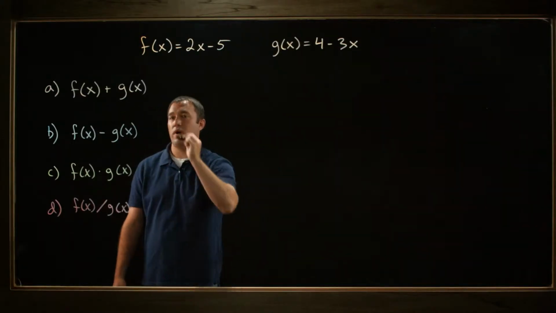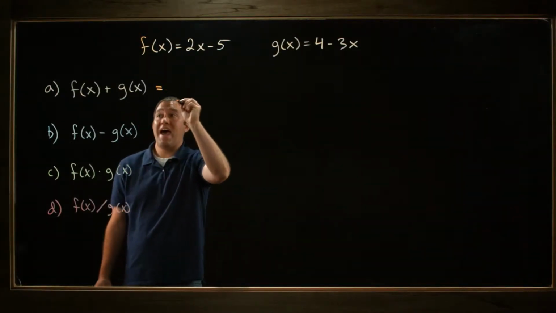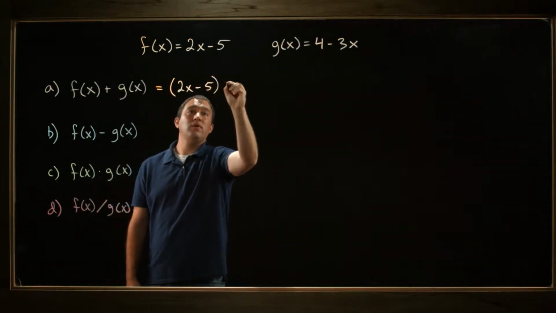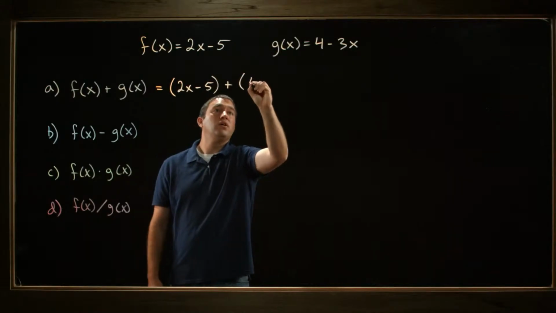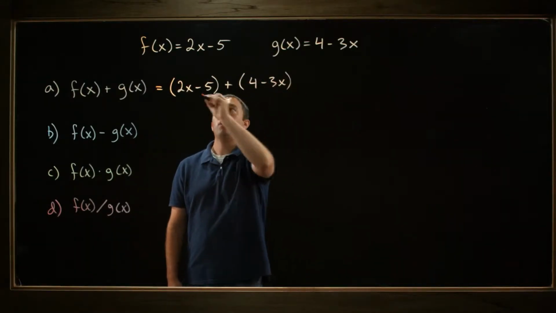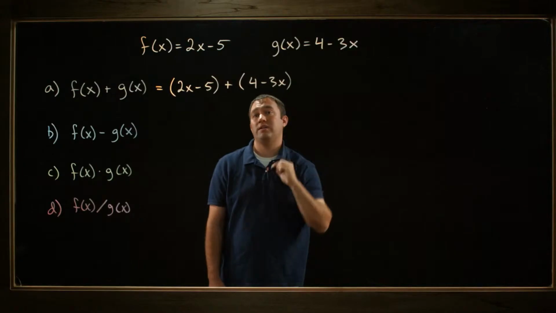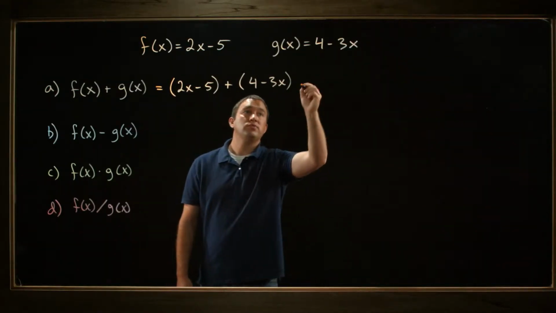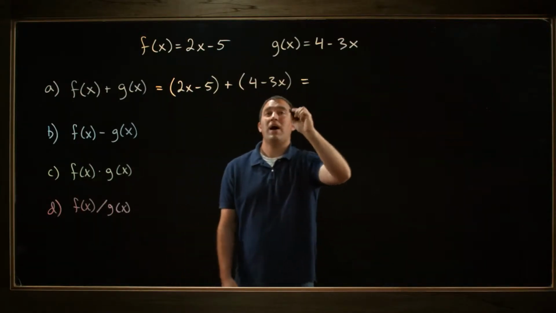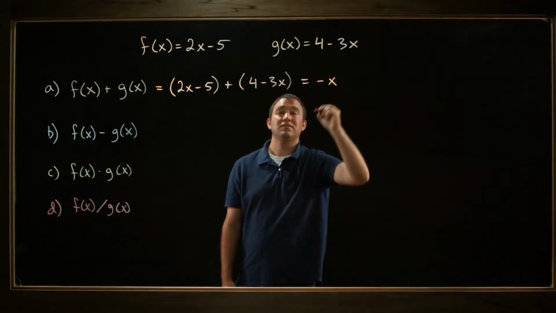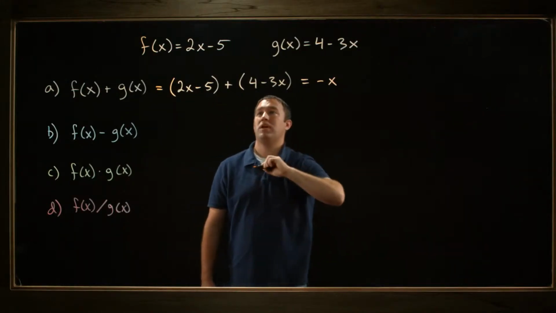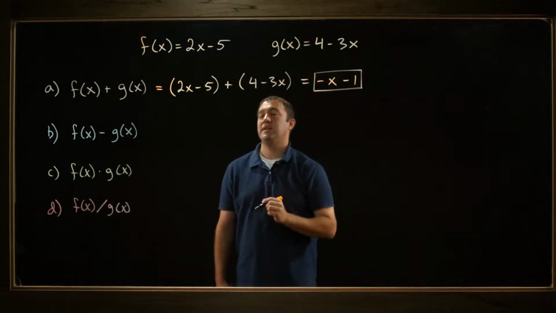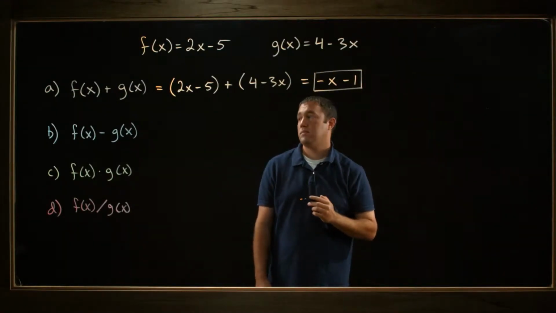When I add together two functions, it's really just adding together exactly what I have. So I have 2x minus 5 plus 4 minus 3x. I rewrite f of x, I put a plus, and I rewrite g of x. Now if I want, I can simplify a little bit. I can combine like terms. 2x minus 3x is a minus x, and negative 5 plus 4 is a minus 1. So this new function is f of x plus g of x.